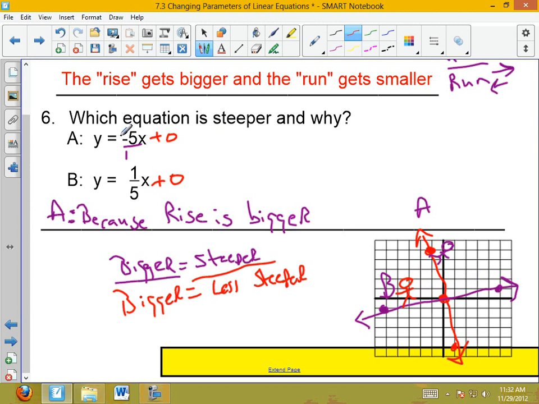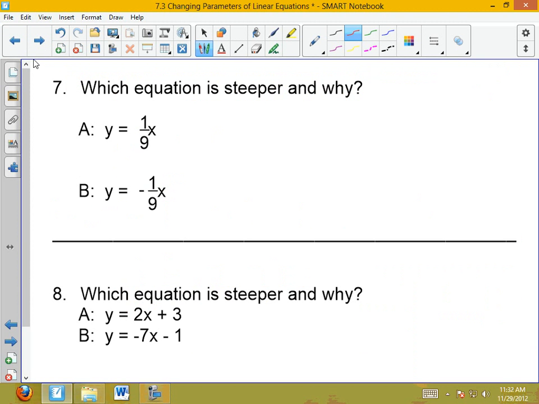So what I'm looking for is the absolute value of the top and bottom number. Because my rise is bigger, A is steeper. So that's what we're looking at. Remember, we're looking at absolute value. So what's bigger, 1 or 1? Well, they're the same. So then I look at the bottom number. What's bigger, 9 or 9? Well, they're the same. Remember, this negative sign doesn't matter with slope. So these are the same, or neither line is steeper.